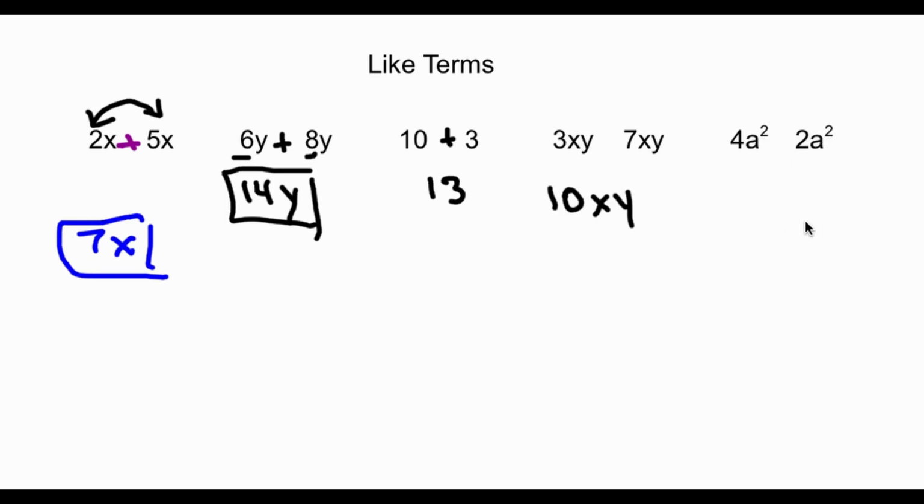All right. And for the last one, same idea. When we add them, you keep the same variable term. In this case, it's not just the a, but it's the a to the second power or second degree. And then you are simply going to add the 4 with the 2, and that will give you the 6.